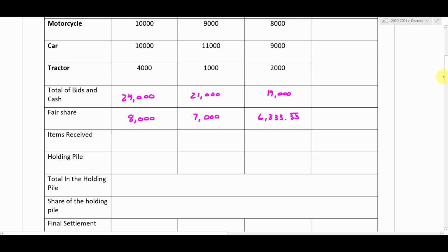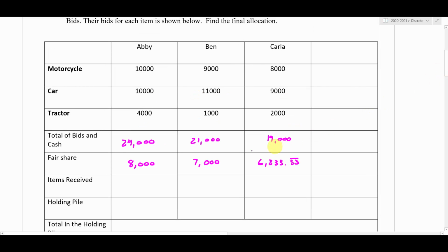Now we're going to go through and figure out what items each of them receive as a result of their bids. So remember, each player will receive the items that they bid the highest on. If they were the high bidder for the motorcycle, they would receive that item. So we look through the motorcycle's bids. The highest bid was $10,000, so Abby will receive the motorcycle.